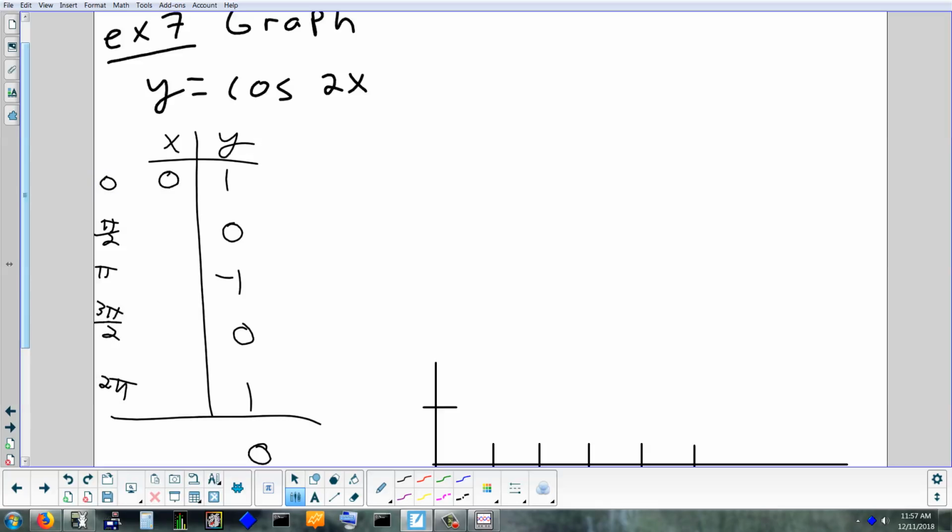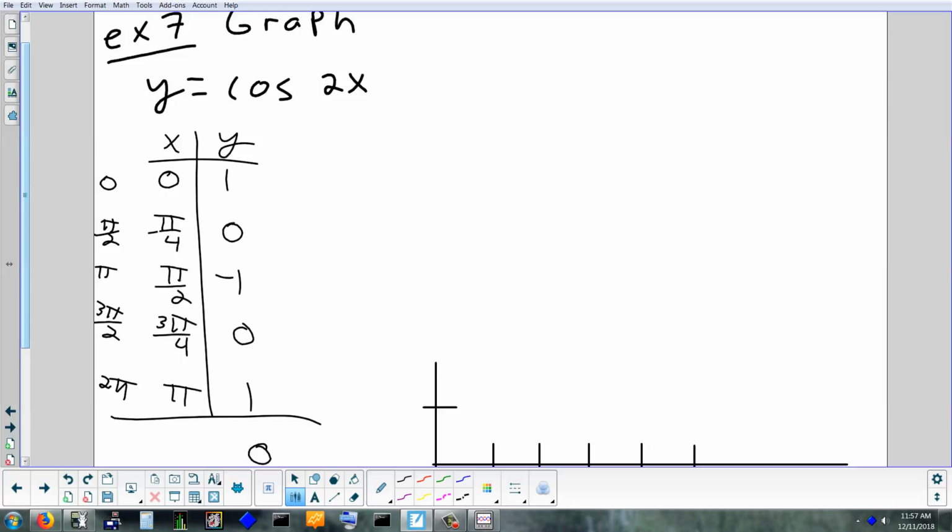Pi over 4. What's half of pi? Pi over 2, just half of pi. Half of 3 pi over 2 is 3 pi over 4. And the last one, half of 2 pi, is 1 pi.